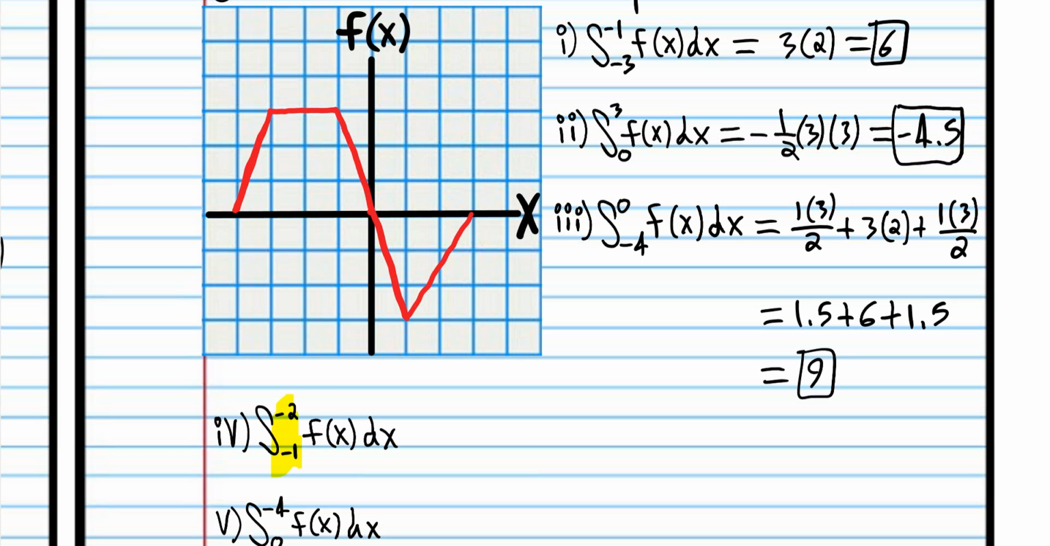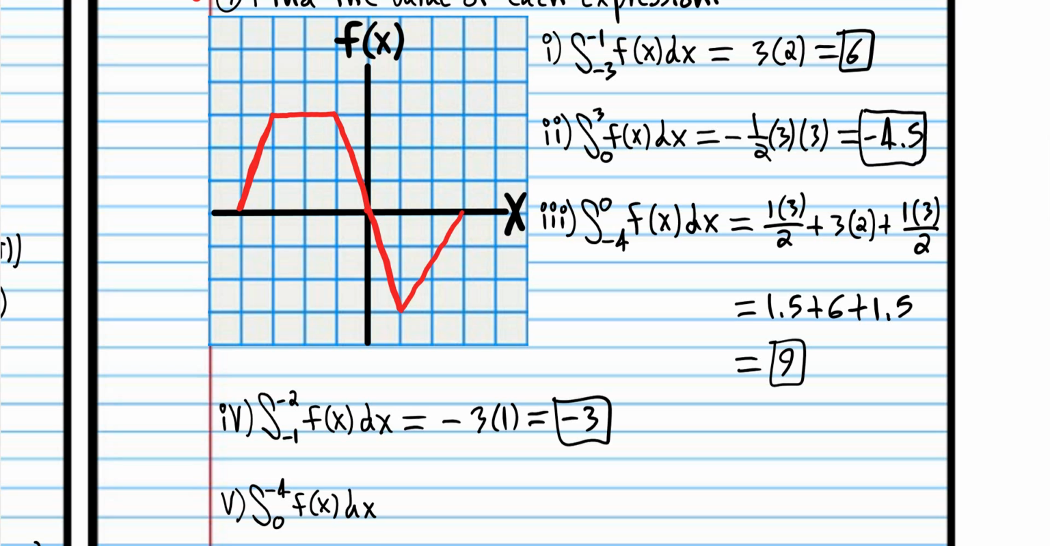But notice we're actually integrating from right to left this time. Now this is this rectangle area here. But we're going from -1 to -2, so we're moving in the opposite direction. So even though the area is above the x-axis, it's going to be negative area. And so we need length times width, so the area is -3.